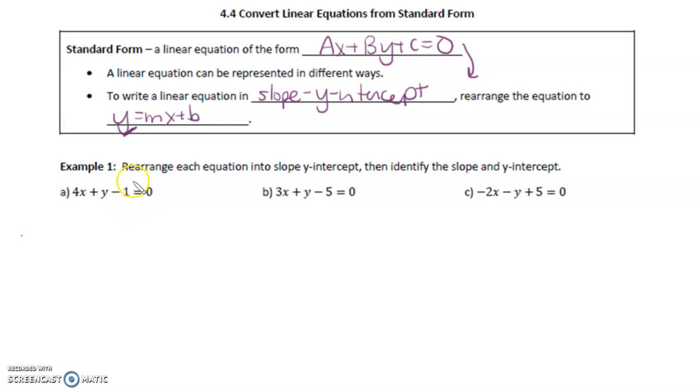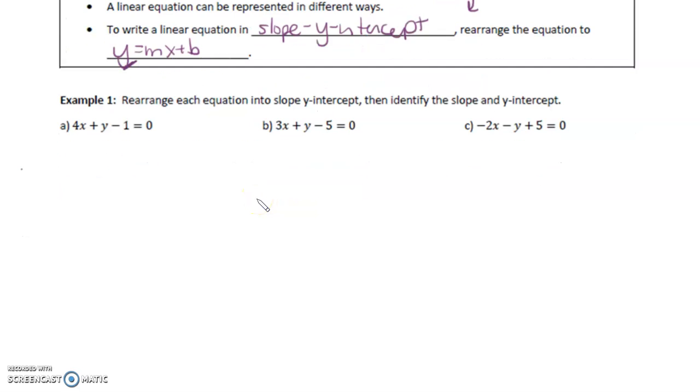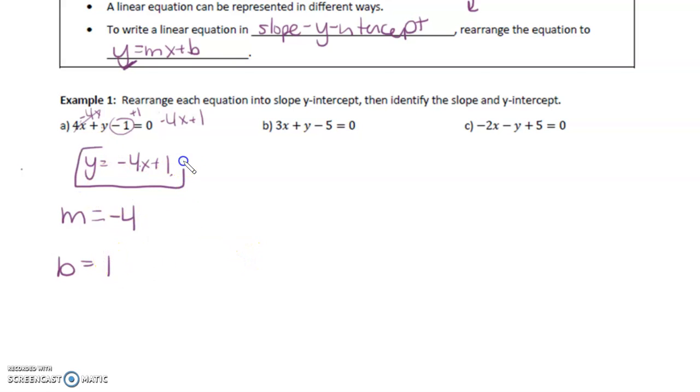Example 1, rearrange each equation into slope y-intercept form, and then identify the slope and the y-intercept. Let's leave the y on this side, and move the 4x over. So negative 4x on both sides. Those cancel. And this negative 1, we're going to plus 1 on both sides. So y equals negative 4x plus 1. This is in slope y-intercept form. So the slope is negative 4, and the y-intercept is 1. We'll box that.